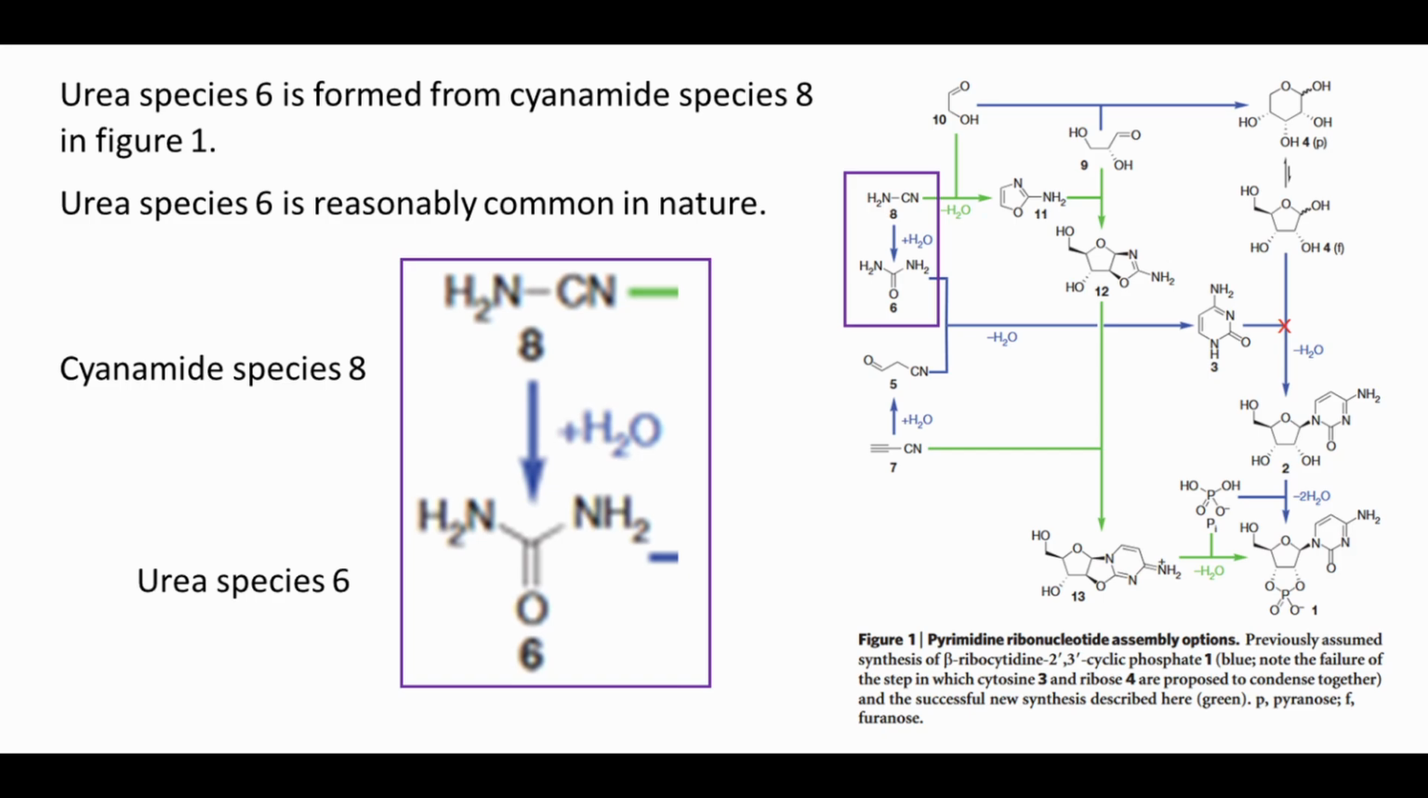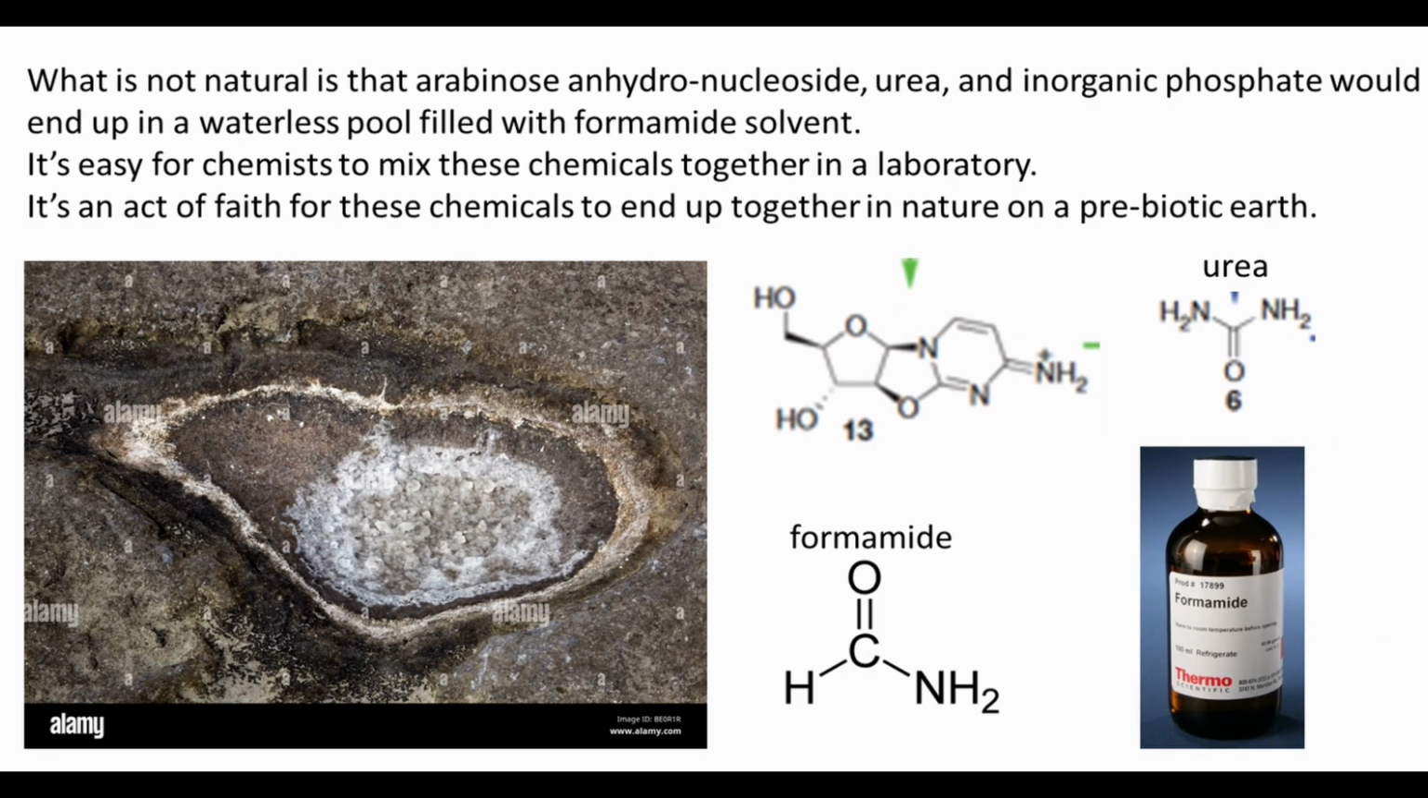As stated, urea species 6 is reasonably available in nature. Formamide can be the natural result of a couple of natural processes. What is not natural is that arabinose anhydronucleoside, urea, and inorganic phosphate would end up in a waterless pool filled with formamide solvent. It's easy for chemists to mix these chemicals together in a laboratory. It's an act of faith for these chemicals to end up together in nature on a prebiotic Earth.